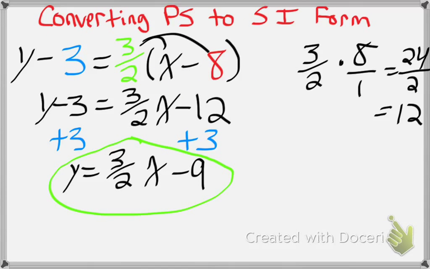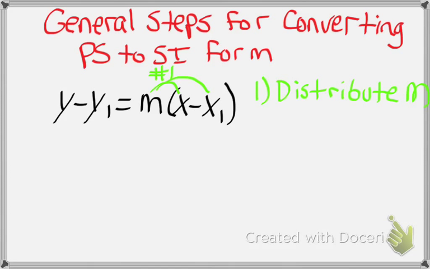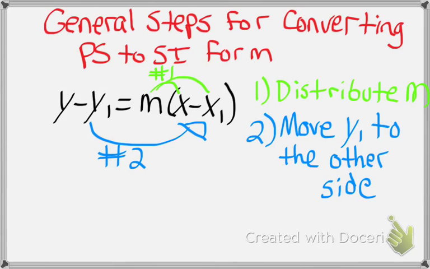Now, what we did after that is we moved that minus 3 to the other side. So that means step 2 is going to be move that y1, meaning that was the y coordinate we plugged in. So step 2 is we're going to move y1 to the other side. That's step 2. And then you're done as long as you take care of the math. So step 2 is move that y1 value. So that's step 2, and those are the only 2 steps we did.